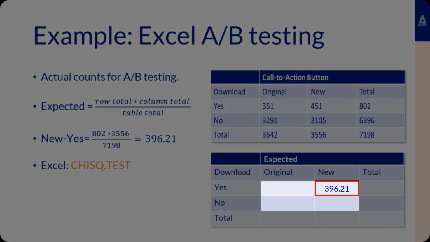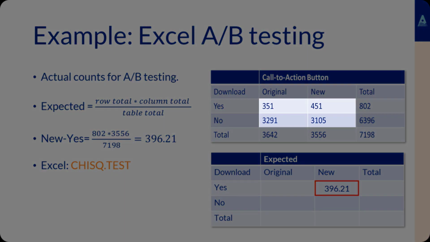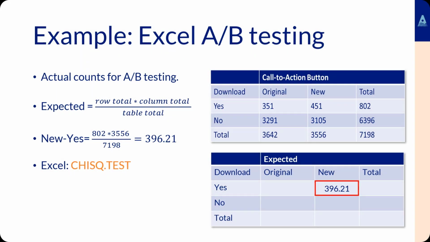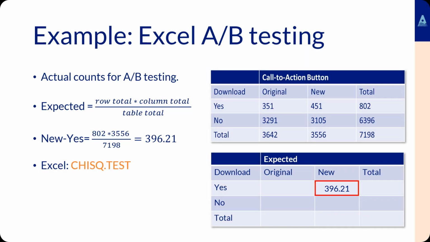When we've got those 4 cells filled out using a simple formula, we can then apply the Excel function chi-square test. The chi-square test expects 2 arrays. The first array is the 4 cells in the original table, and the second array is the 4 cells in the expected table. It compares them and provides you with a p-value. So there's an assignment there where you'll do that in Excel.